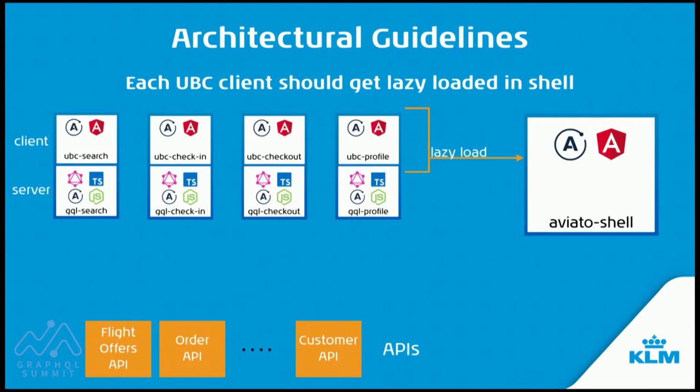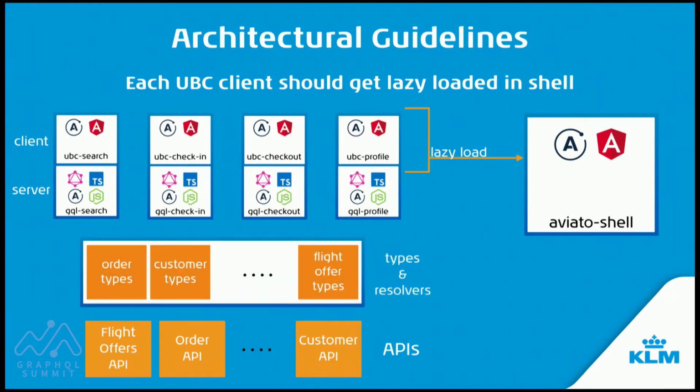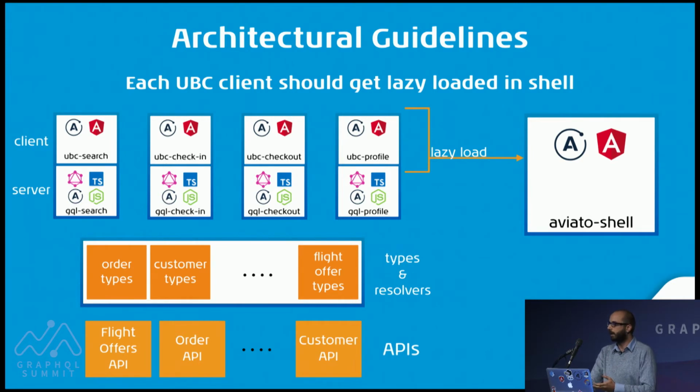The second question was, what happens if one GraphQL server needs to communicate with multiple APIs? Should we duplicate our types and resolvers in each of our UBC servers? No. We came up with the idea of separating the types. So we plucked our types out of our GraphQL servers, put them into a separate repository, categorized them, named them after our converged APIs, and served them as NPM packages. So each UBC you see there can use these NPM packages as building blocks to form its own schema.